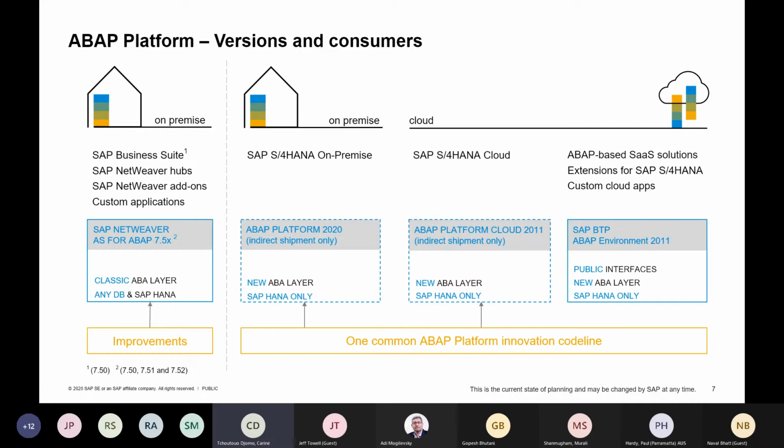And on the right-hand side, we have the one common innovation code line to serve the different consumers of the platform, talking about SAP S/4HANA, the on-premise and the cloud editions, and also the SAP BTP ABAP environment and other applications. These are the major stakeholders of the ABAP platform today. And the ABAP platform 2020 was released in October last year as an indirect shipment with SAP S/4HANA. So there is no direct shipment of this release.